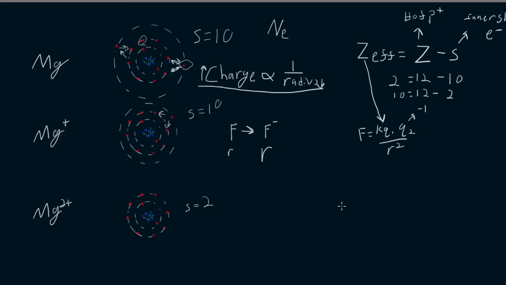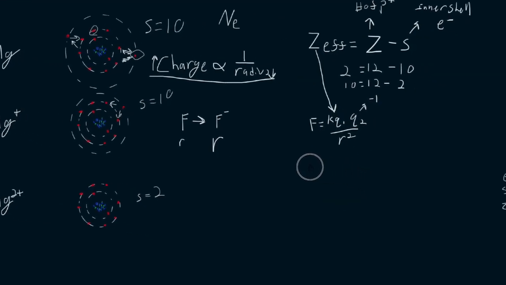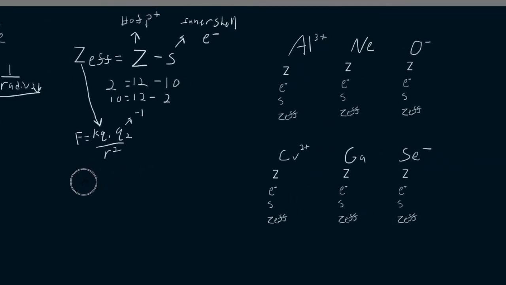But when we are comparing different atoms, the effective nuclear charge will be very handy. So let's look at aluminum 3+ versus neon versus O-. And let's compare what our radiuses would look like here. So for aluminum 3+, what is my number of protons? Well, that's going to be 13. What's going to be my number of electrons? Well, 13 is my normal state. So plus 3, I lost 3 electrons, so I'd have 10 electrons.